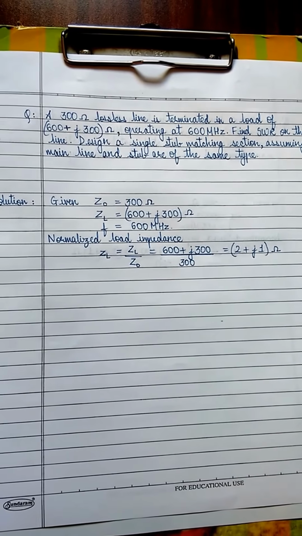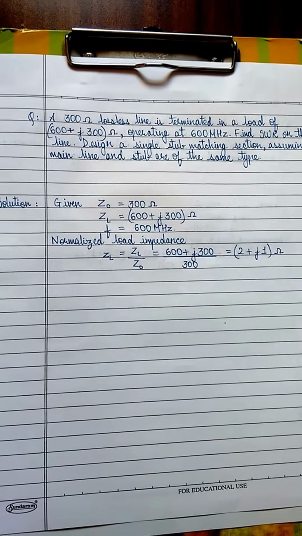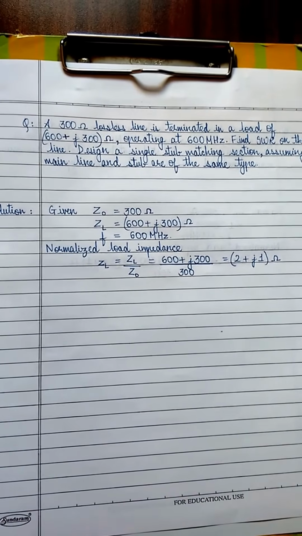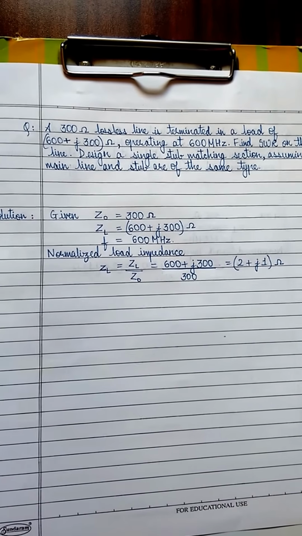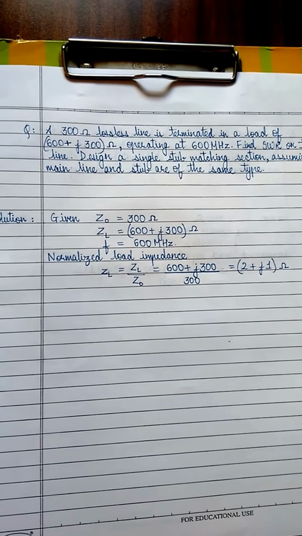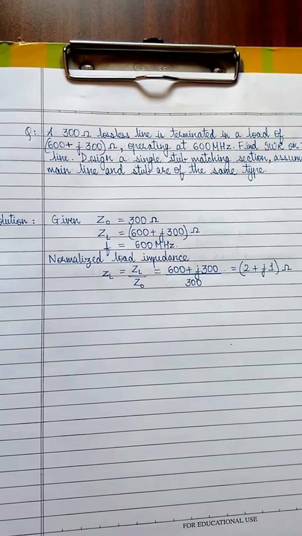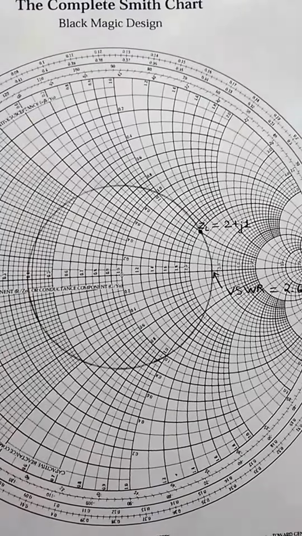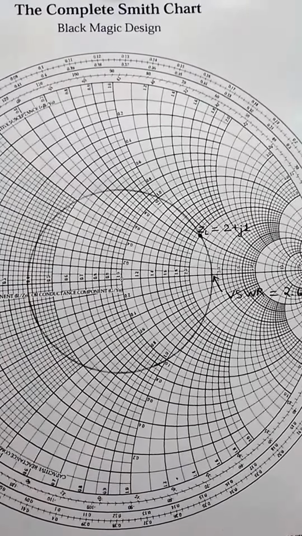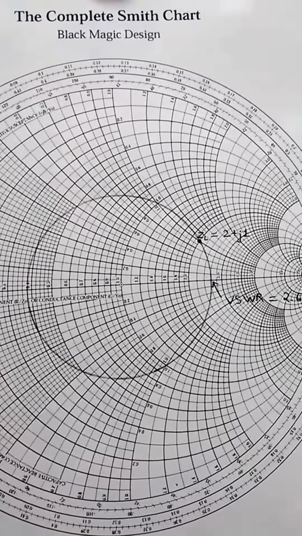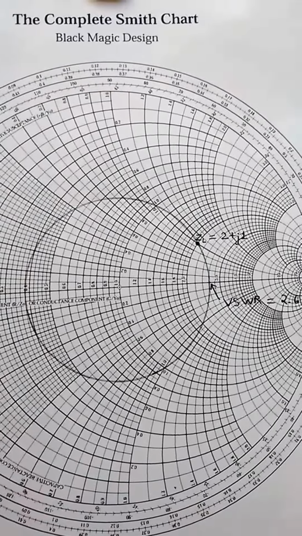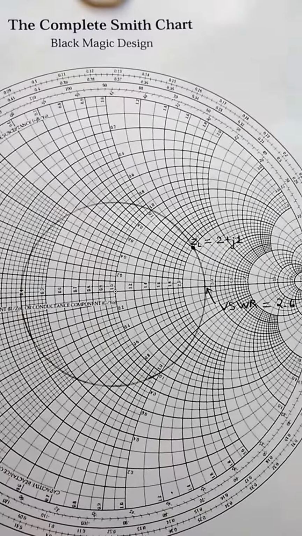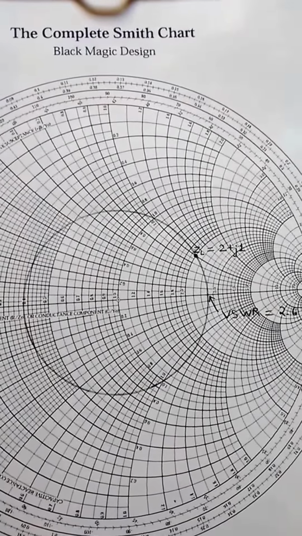This is the given question and the first step, normalizing of impedance. We plot the normalized impedance on the Smith chart and draw the VSWR circle. The normalized impedance is 2 plus j1 and the VSWR value is 2.6.